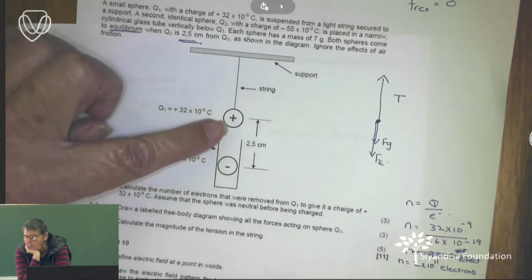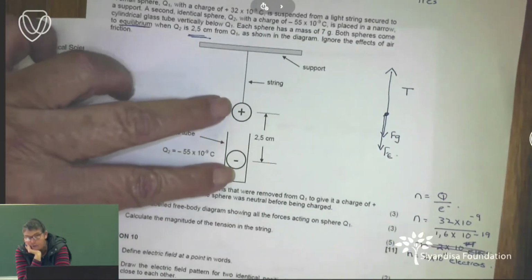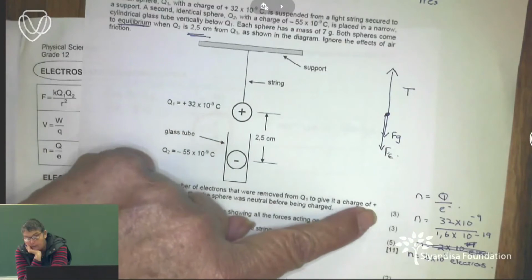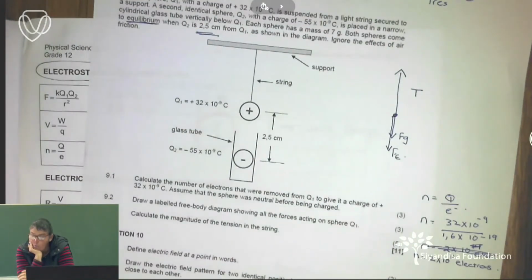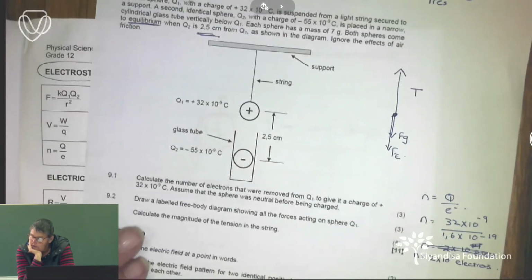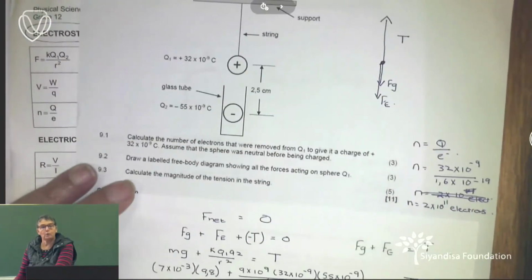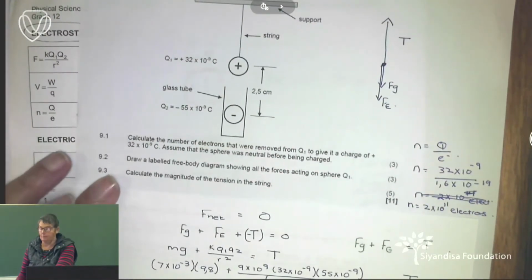And remember, we knew, because this was a negative and that's a positive, that it would be down. Okay. Then they asked us, what is T going to be? So what we then said is that our resultant force must be equal to 0. And why must it be equal to 0? Because it is in equilibrium.